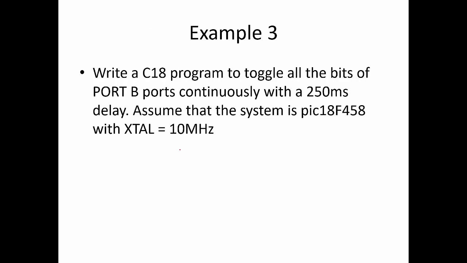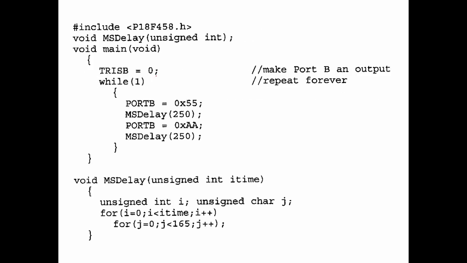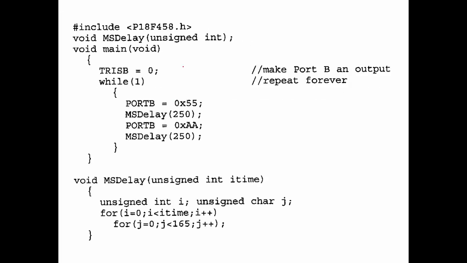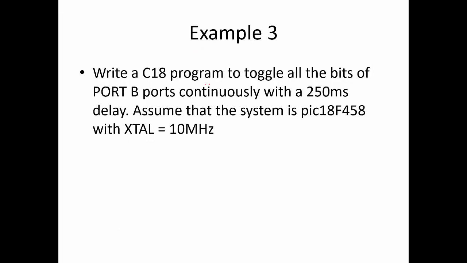So let's take an example. Write a C18 program to toggle all the bits of port B continuously with a 250 milliseconds delay. Toggle in the sense that if my bit is 0, then you have to change it to 1, and similarly, if it is 1, then you have to make it 0. Assume that the system is PIC18F and your crystal frequency is 10 megahertz.